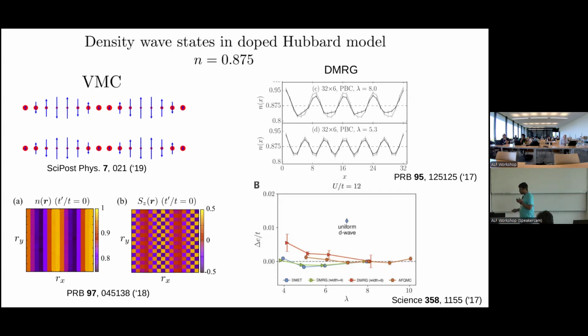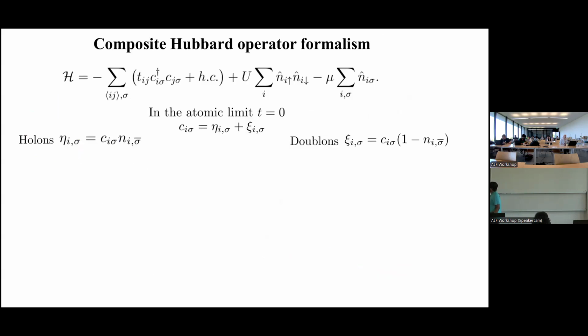So now I will try to reproduce this physics using another method, or get another answer for this kind of questions that are being asked for stripes around this doping. Also, I will try to study what happens when we change the doping in both directions and what kind of physics we can capture. So now, the formalism I'm working with is the composite Hubbard operator formalism.